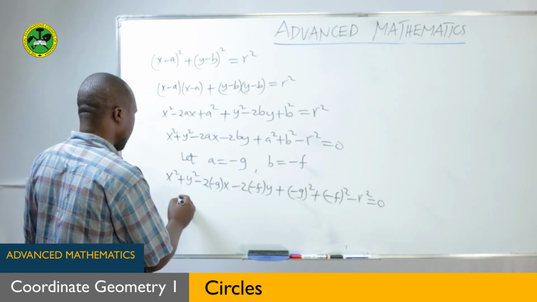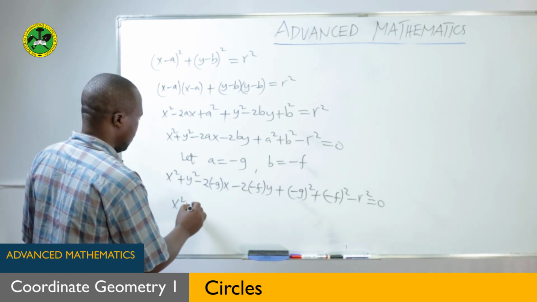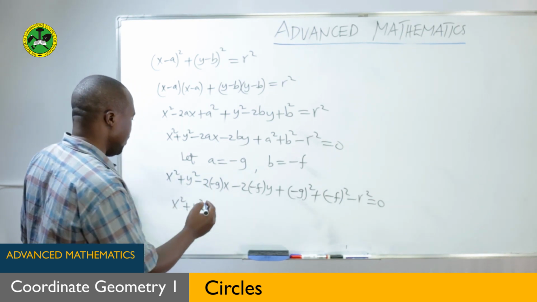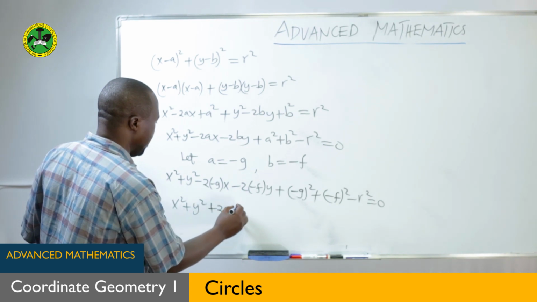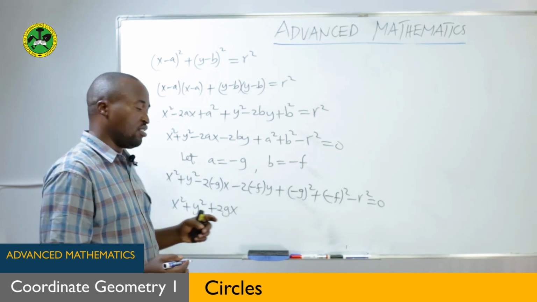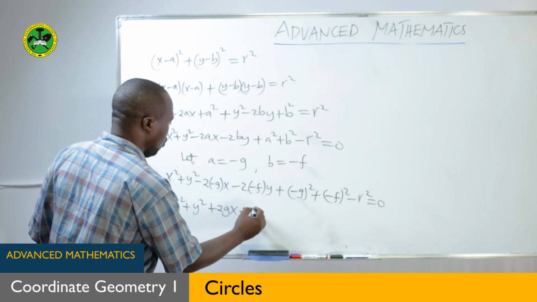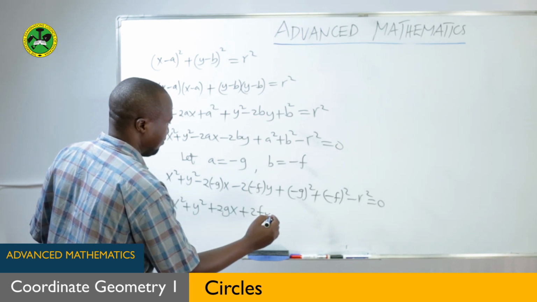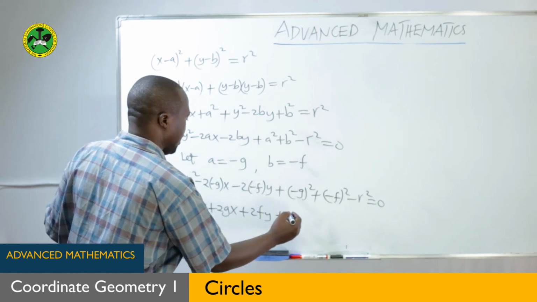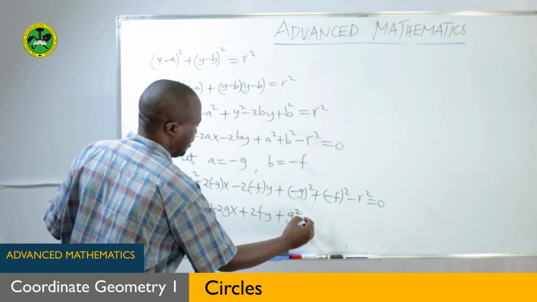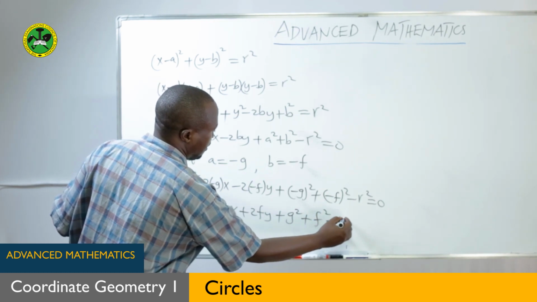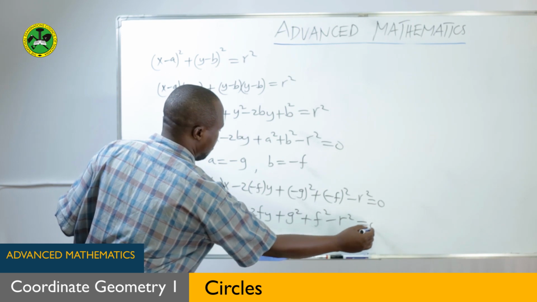Now in this case, we have x squared plus y squared. Now here we have negative 2 times the negative g, that is plus 2gx. Then again, we have negative 2 times the negative f, that is plus 2fy. Then plus, we have negative g squared, that is g squared. Then again for negative f squared, that is f squared. Then minus r squared is equal to 0.